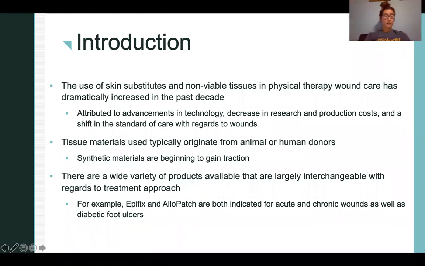For just a brief introduction, the use of skin substitutes in non-viable tissues in physical therapy wound care has dramatically increased in the past decade. It's attributed to advancements in technology, a decrease in research and production costs, and a shift in the standard of care with regards to wounds. Tissue materials used typically originate from animal or human donors, and synthetic materials are beginning to gain traction. There are a wide variety of products available that are largely interchangeable with regards to treatment approach. For example, EpiFix and AlloPatch are both indicated for acute as well as chronic wounds, and also diabetic foot ulcers.